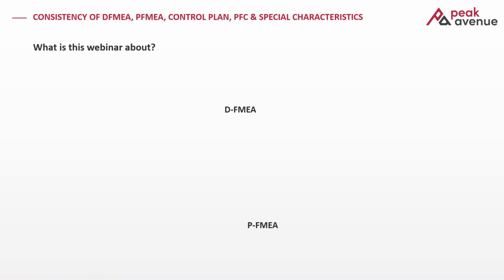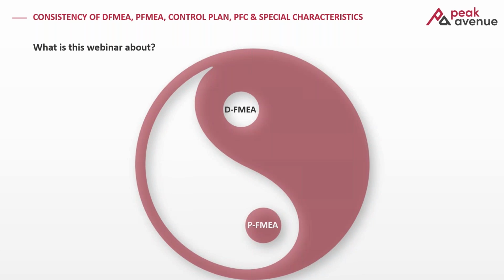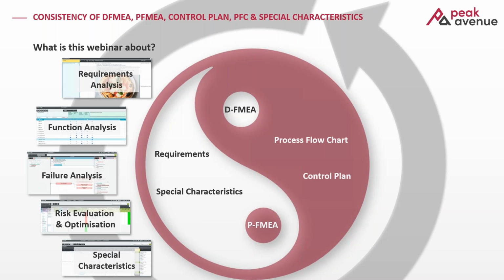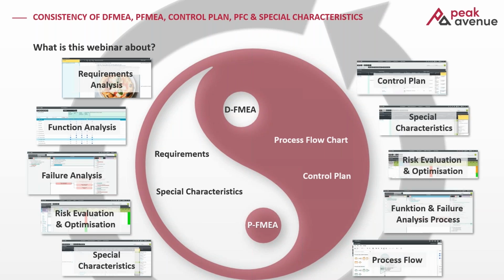Of course, this webinar is about DFMEA and PFMEA and how they live together in peaceful harmony. And of course, there are some other methods around, like requirements, special characteristics, control plan, and process flow chart. And there is a big cycle around. In detail, we have all those methods which can be used in our tool, and this is what I want to show. So that was all about the presentation.